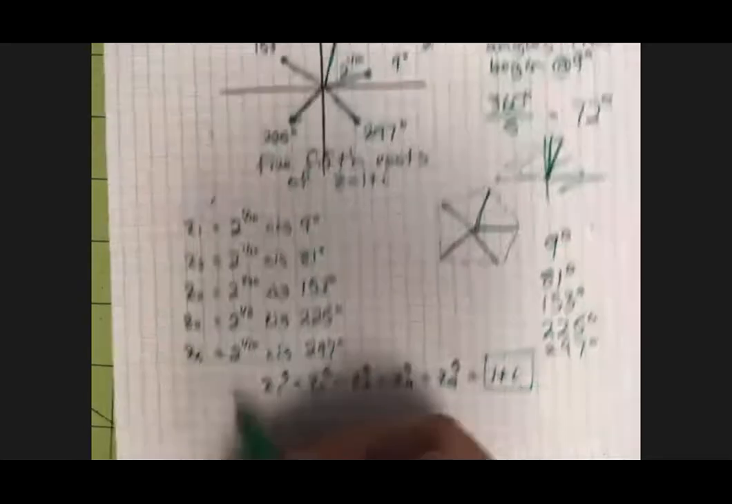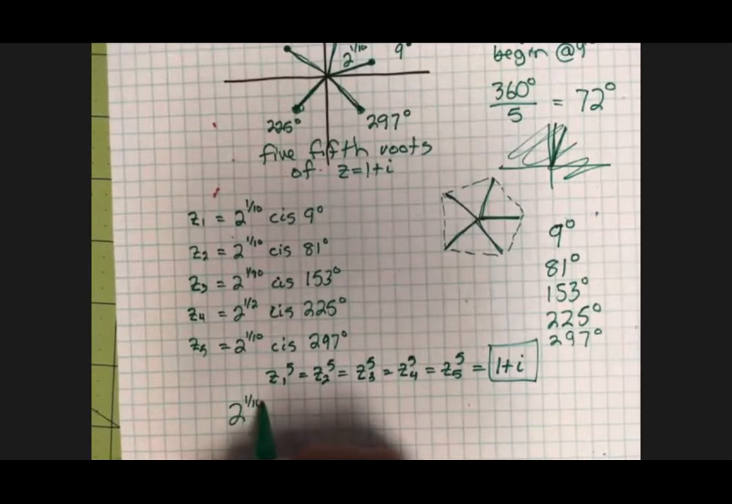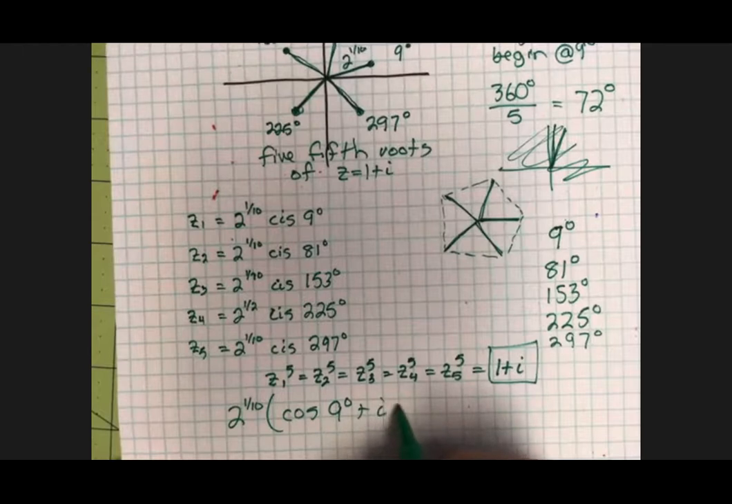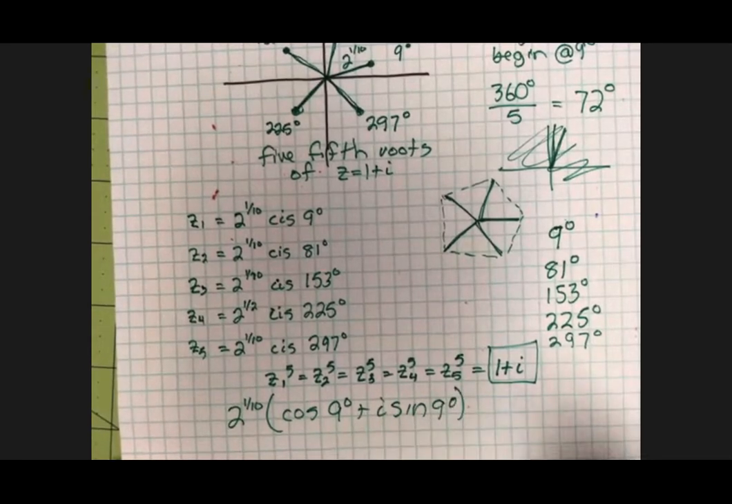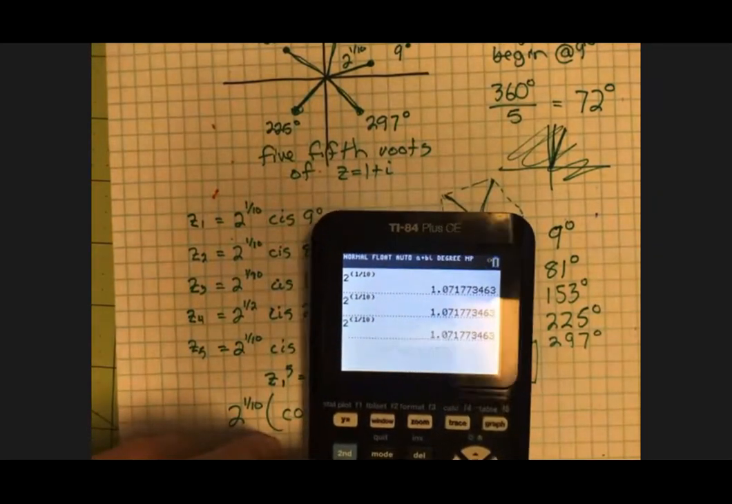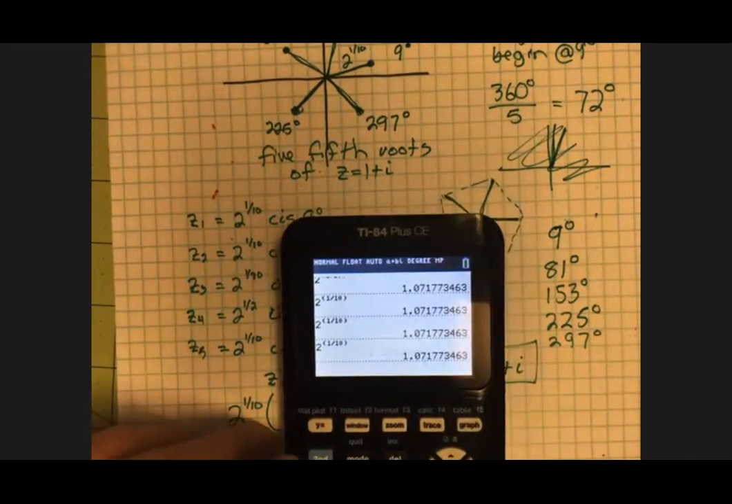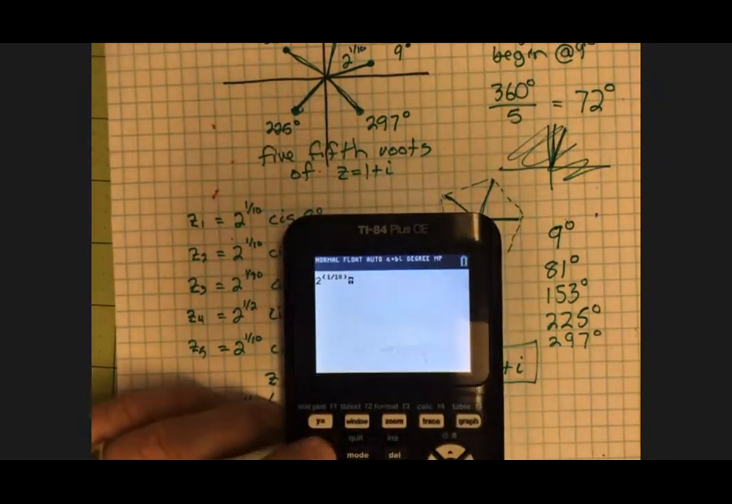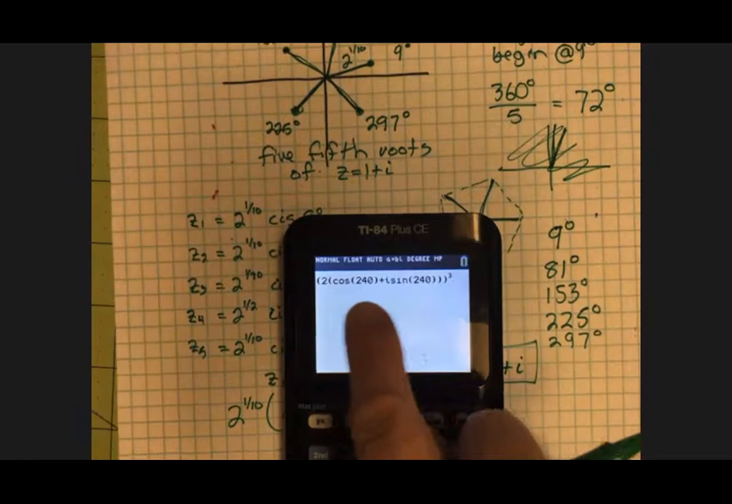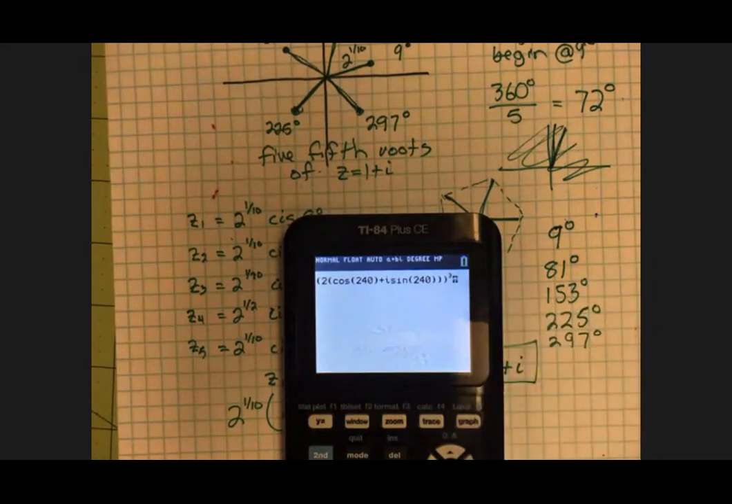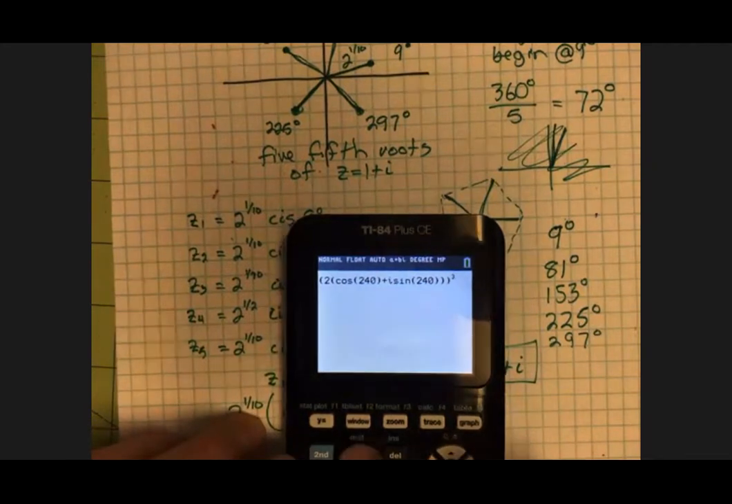But the problem with testing it is you know how awkward it is going to be to type in 2 to the 1/10 times the cosine of 9 degrees plus i sine of 9 degrees, even with the replace feature that we used. That was a bear to type in. So is there a different way to type this in the calculator? And the calculator expresses complex numbers also.